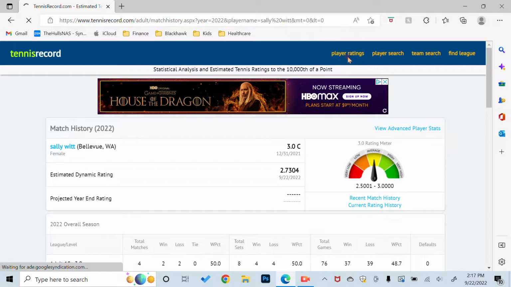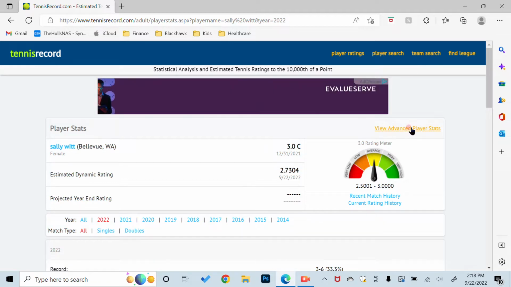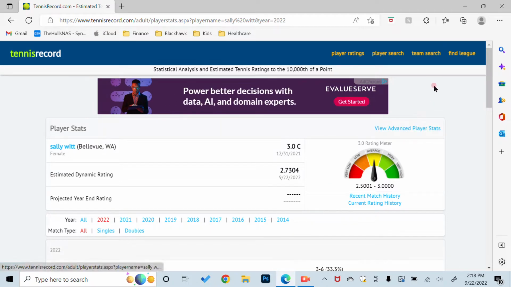So again, I talked about the player ratings, which is the one that you're not necessarily going to need, because it talks about all the players' ratings for a particular region, such as Diablo South or Bellevue. It's just a lot of players, and it goes from, I believe, 5.5 down, or if you have any tennis pros, I believe they will even be in there. The player search is what you're primarily going to be using. Team search you don't really need, and again, for those of you that didn't look, I actually just clicked on view advanced player stats. There's just a couple fun things to look at in here. Then again, find a league you won't ever need.